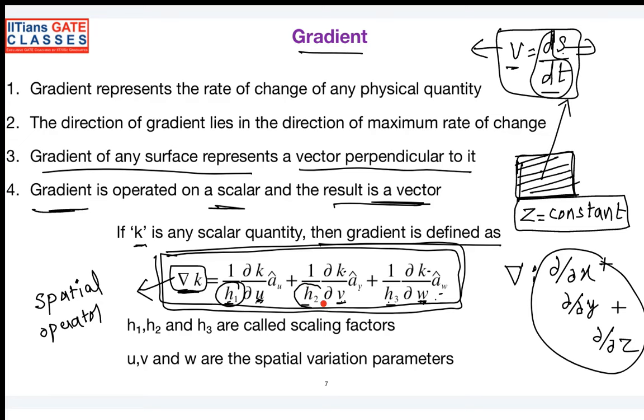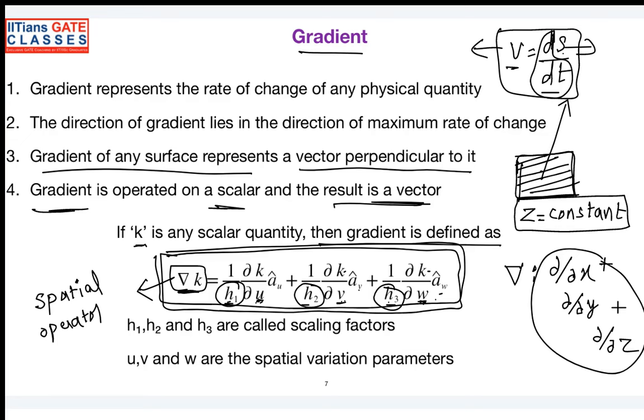Because when you move in a rectangular system, you are always moving in a linear direction, so h1, h2, h3 don't bother you. Whereas if you take a cylindrical system, rho is a linear direction, z is a linear direction. But when you are moving in phi, there is a scaling factor of rho.